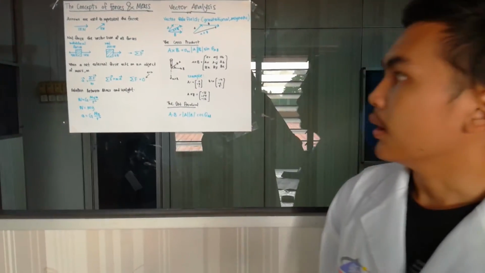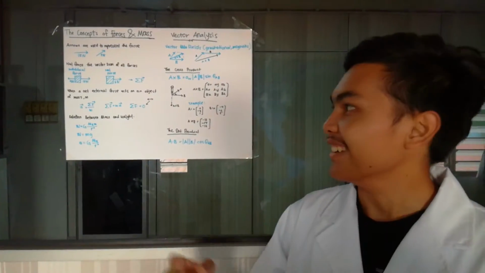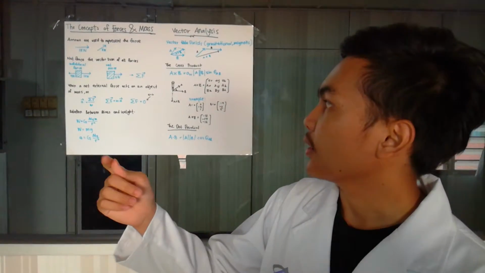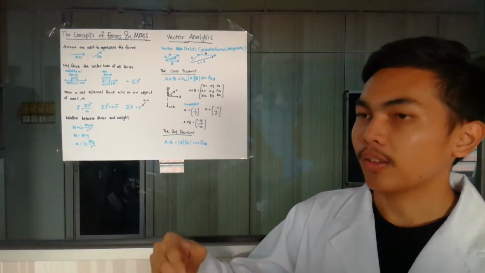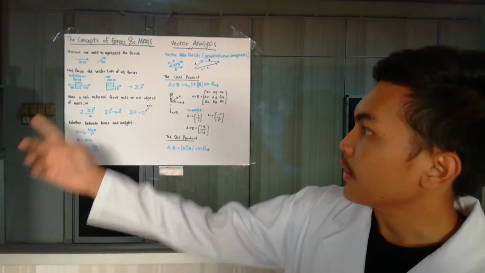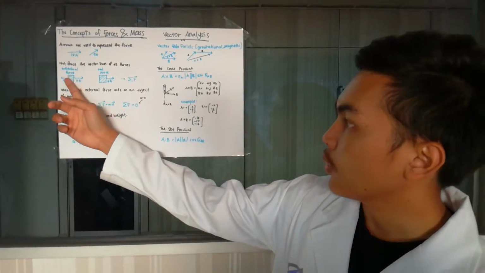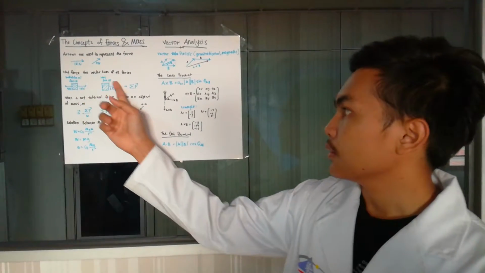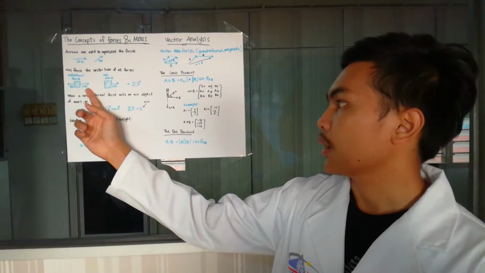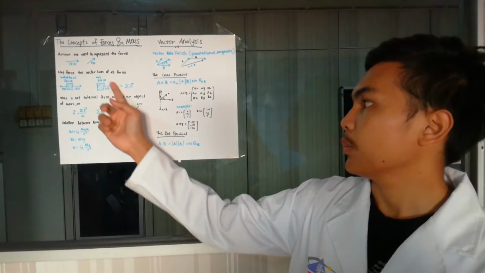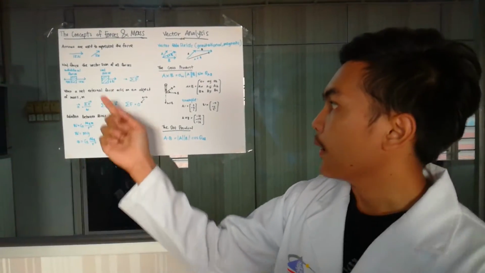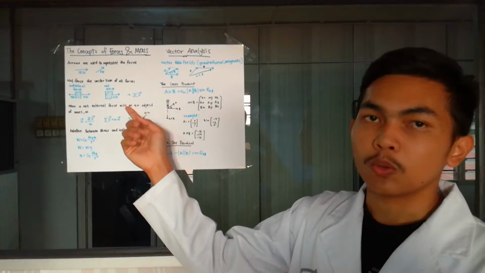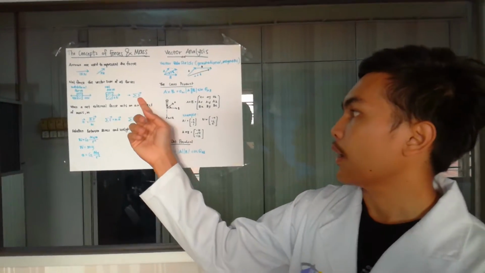The net force is the vector sum of all forces acting on the object. These are the individual forces first. Then the net force is 10 Newton minus 4 Newton, so it becomes 6 Newton. This is how we write the total net force.